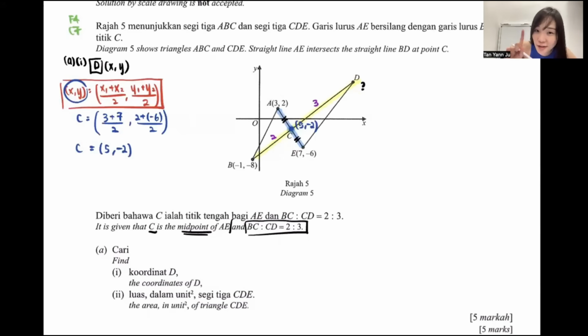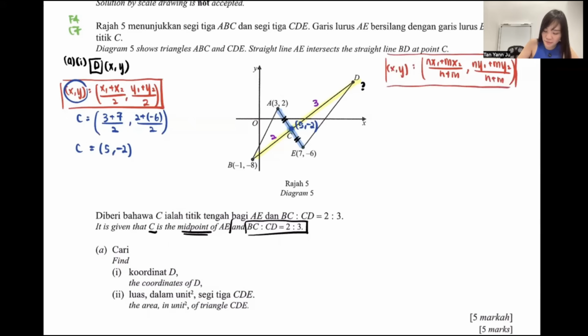Now what should we use? We cannot use midpoint anymore, but we can use the ratio formula. The ratio formula looks like this. SPM provides it, but of course, I hope you already memorize it. To be honest, if you want to have enough time in SPM, all the formulas you had better memorize. Who has time to flip and go and see? Of course, the best is no need to refer.